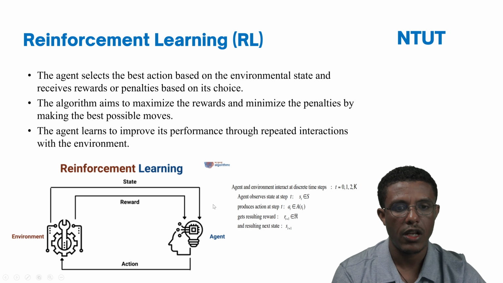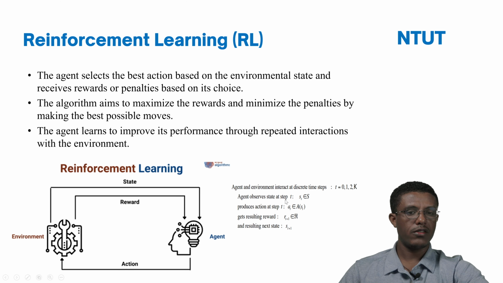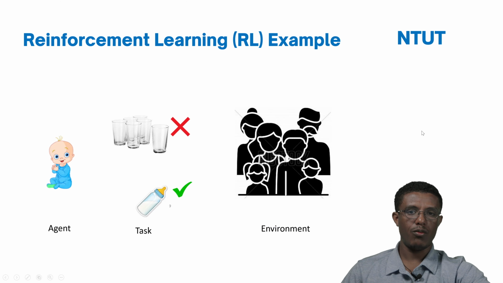So this is like a pseudo algorithm that shows, for example, the agent and environment interacting at discrete time steps, like this one, between the environment and the agent. The agent observes a state at step t. Let's say there are different states, and then it produces actions based on the possible state. It selects one action, gets its resulting reward and the next state, and just continues to the next step. This is a type of reinforcement learning.